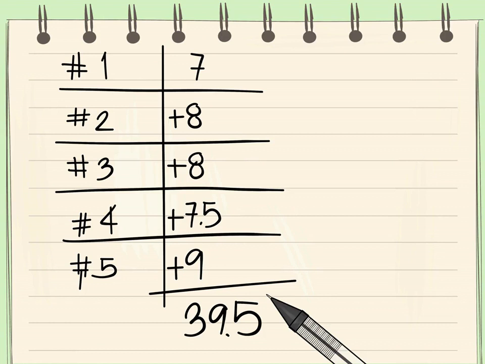Add all the numbers in your sample together. This is the first part of calculating the mathematical average or mean. For example, using the sample of 5 palm trees, our sample consists of 7, 8, 8, 7.5, and 9. 7 plus 8 plus 8 plus 7.5 plus 9 equals 39.5. This is the sum of all the numbers in your sample. Check your answer to make sure you did your addition correctly.